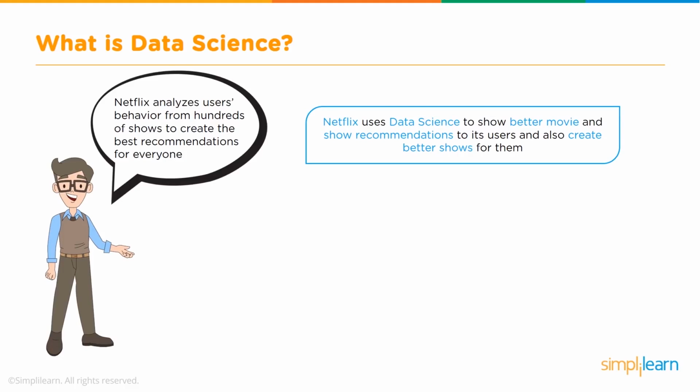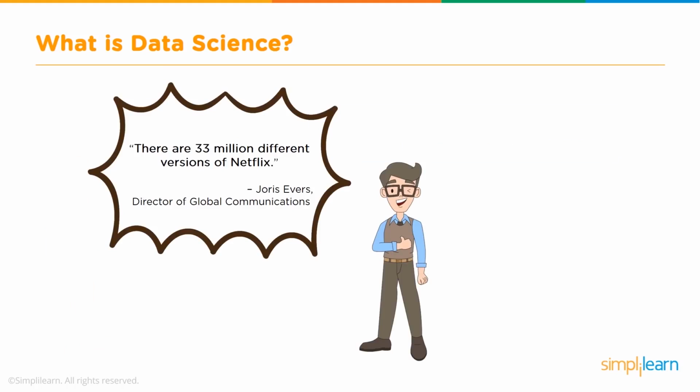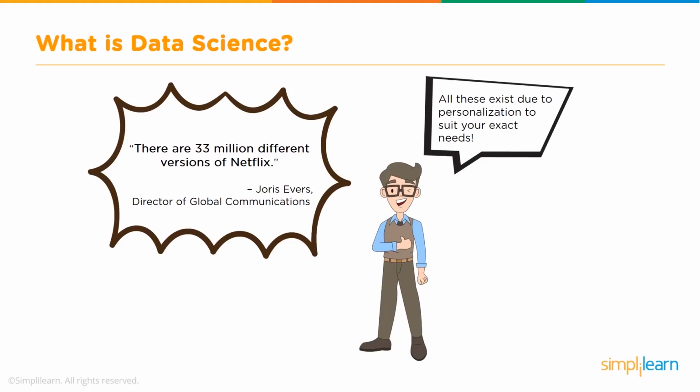Netflix uses data science to show better movie and show recommendations, at the same time creating better shows for the users. There are 33 million different versions of Netflix, says Joris Evers, who's the director of global communications. Netflix at the moment has more than 125 million users worldwide, which means on average, only 4 people get the same iteration of Netflix. This is because of all the personalization that is done to suit the user's needs.